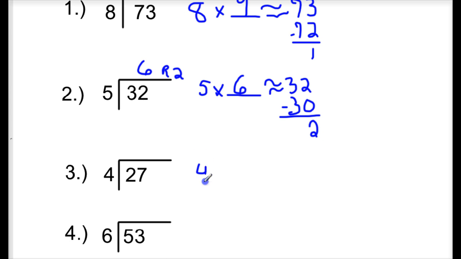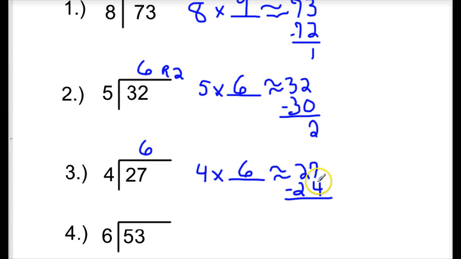Again, I'm going to take the divisor and I'm going to think to myself, what number times 4 is about 27? And that number is 6. So 6 is going to be my quotient. 4 times 6 is 24. And when I subtract 27 minus 24, I'm going to have the remainder of 3.